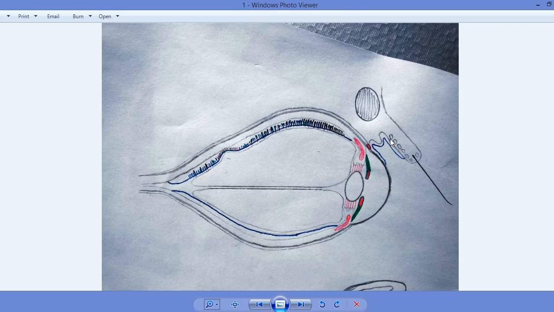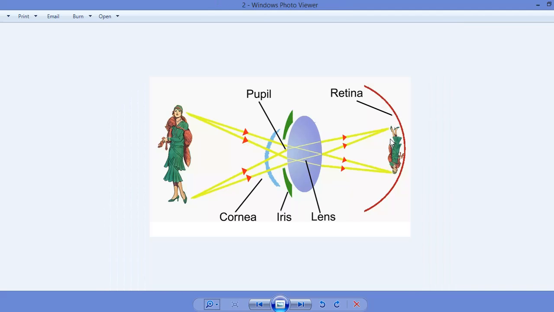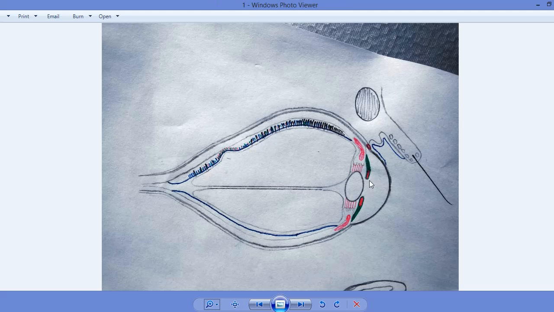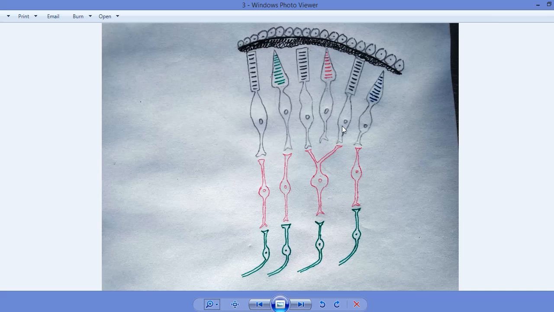So normally what happens during the vision process, the light or the reflection of the image will fall on this cornea. From this cornea it will travel to the retina. When the reflection falls on the retina, it will come from this side and go all the way towards the rods and cones. That will go towards rod and cone.